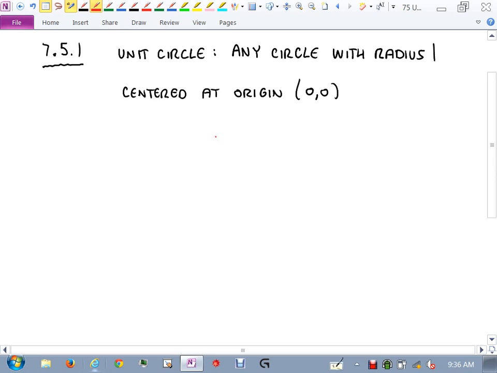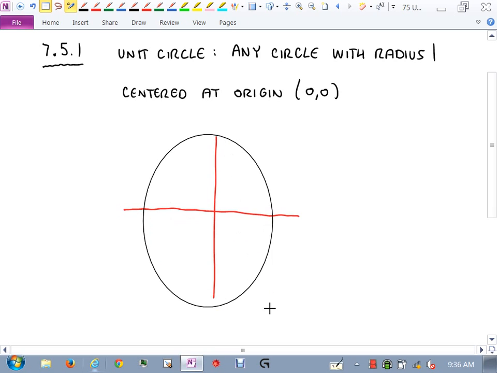So if you draw a unit circle, this thing has a real hard time drawing circles. Oh, it's not bad.